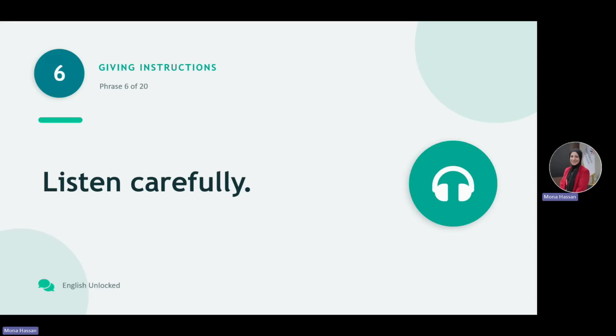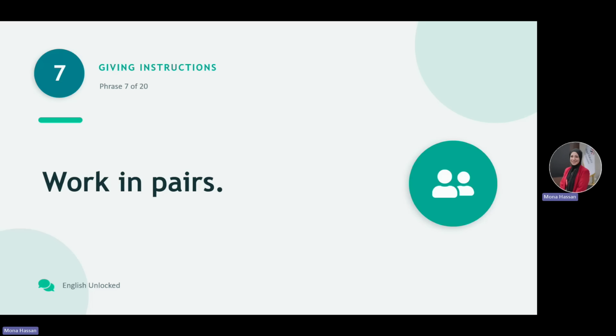So the first phrase that we have here in giving instructions is listen carefully. Use this before any speaking task or important explanation. Phrase number 2 in giving instructions is perfect for quick speaking practice or any activity that would require two students working together. So we can tell them, please work in pairs, or we can say, work in pairs.